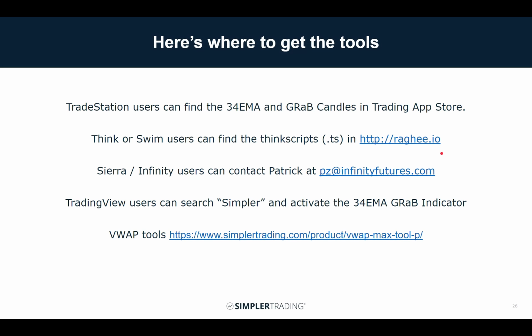Like instead of .com, you do .io, and there's a whole bunch of folders in that Raghee.io folder. It's a box.com folder, and you're going to see a subfolder for Thinkorswim, and in that subfolder you'll see the think script for the grab candle. So you guys have to import them and add them, but it's super easy. The think script is there.